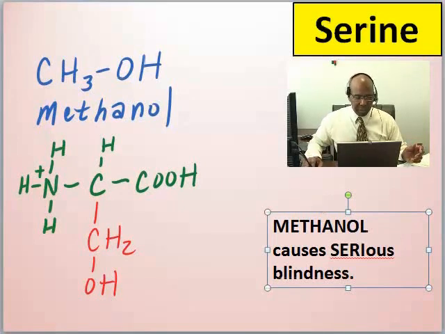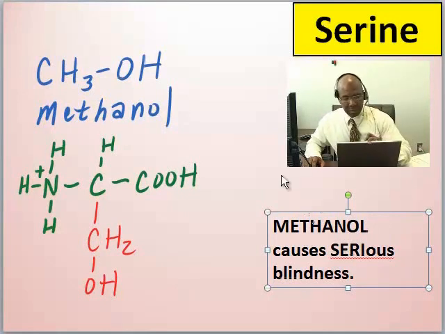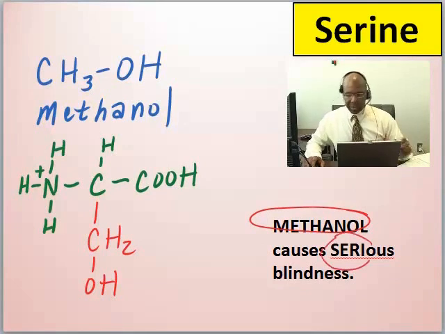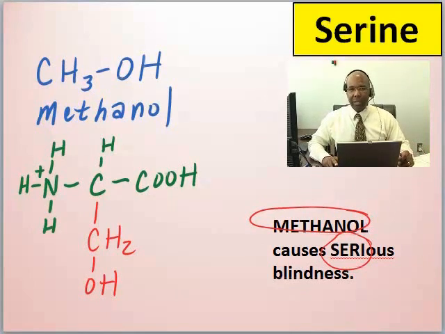Okay, again, a little review here. Methanol is a side chain of serine. Serine follows the methyl attachment rule, so the alpha carbon attaches to the methyl group. And the sentence for our association is methanol causes serious blindness. And of course, methanol should be easy to remember. I mean, there's methanol, that's the parent compound, and serine from serious. And this is our first hydrophilic amino acid, serine.